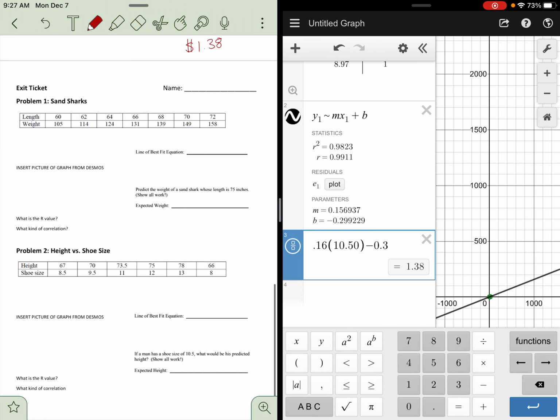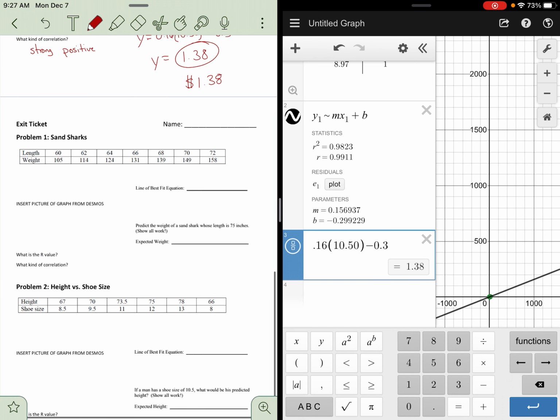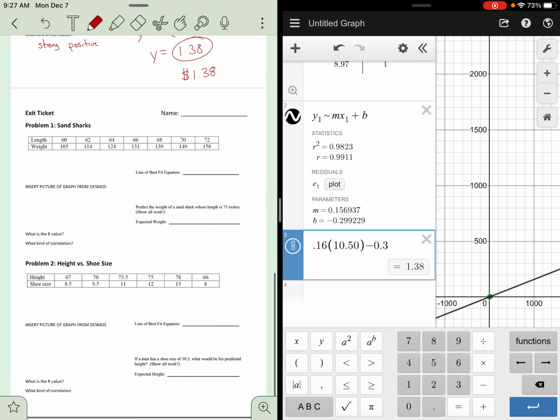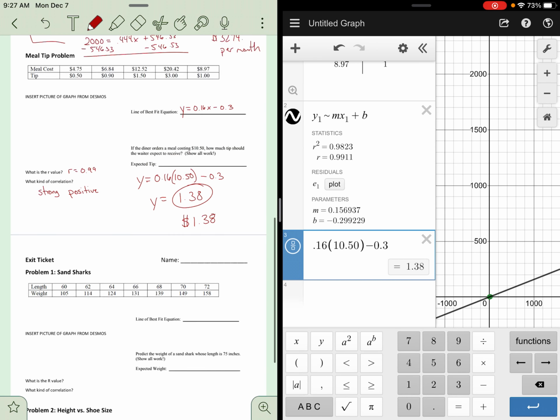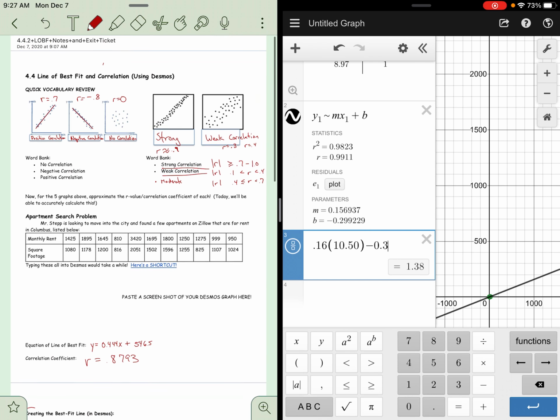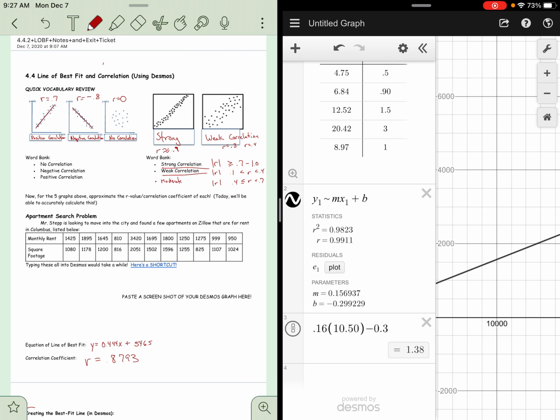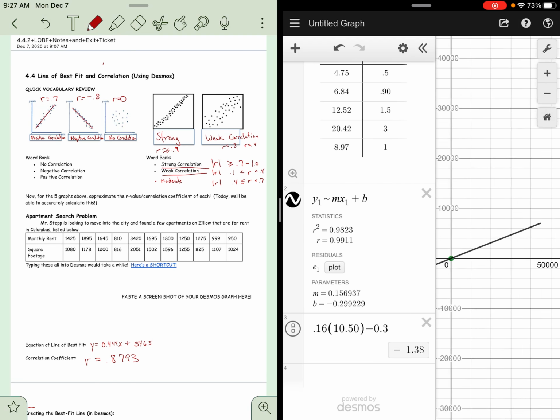You're going to use Desmos on your exit ticket today too. Let me know if you have any questions. Again, there's a PDF file in Canvas that you can follow along while you're putting this in, but you're just going to do the same steps to find the correlation coefficient and the line of best fit that goes through the scatter plot in the best way possible.